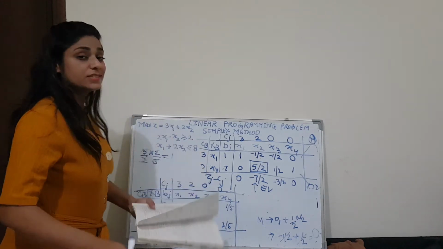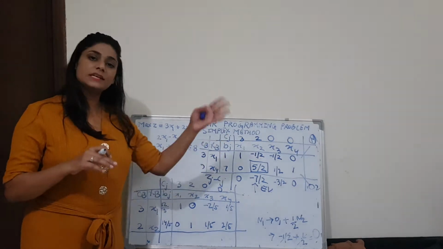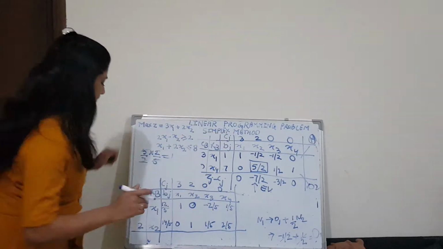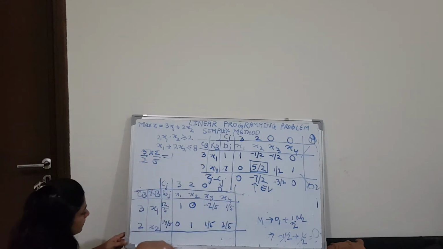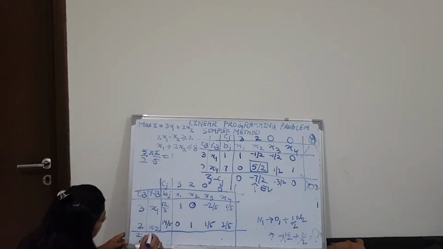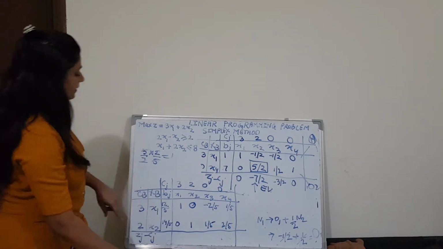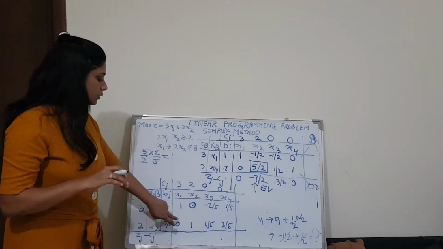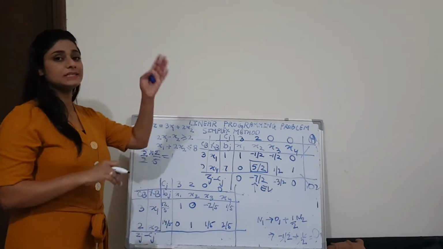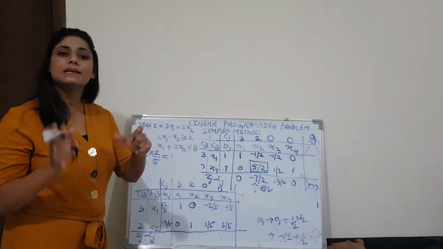Now our next step is we will calculate Zj minus Cj by the same formula. I am telling you directly: 3 into 1 is 3, plus 2 into 0 is 0, and minus Cj. Cj for the first column is 3. So 3 minus 3 is 0 you will get.